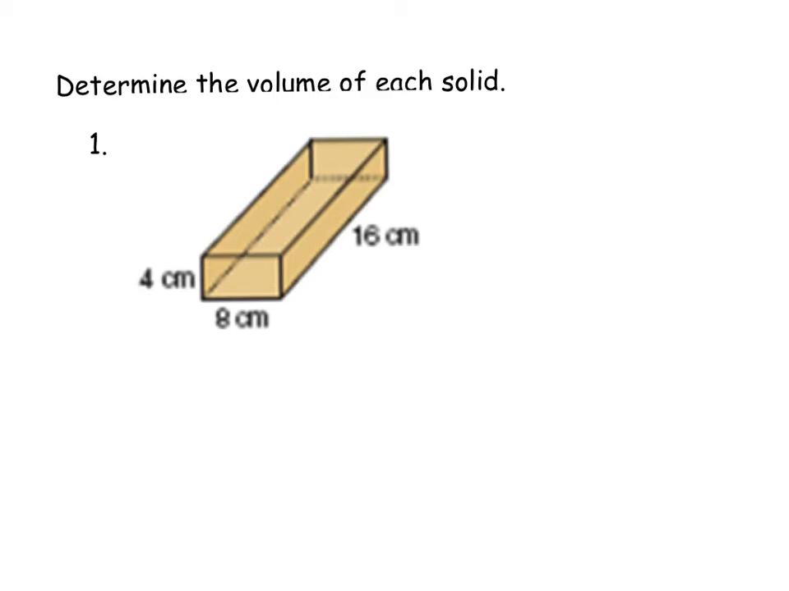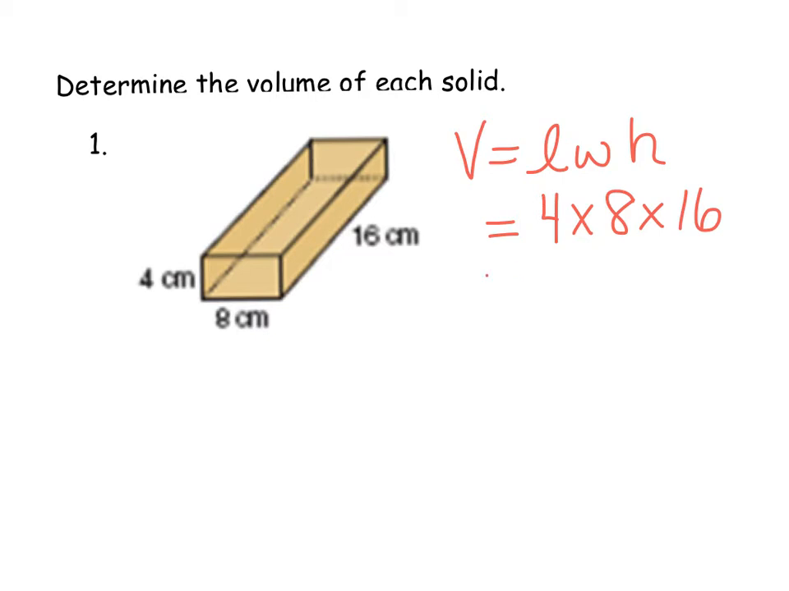So we recognize that this is a rectangular prism, and you'll go to your sheet and you'll see that the formula for the volume is length times width times height. So that's the measurements that I'm given here. It doesn't really matter which one you use as length, width, or height. They're all getting multiplied together. So this is 4 times 8 times 16. And that is 512. And that will be centimeters cubed, because now we're talking about the space that it takes in 3 dimensions.